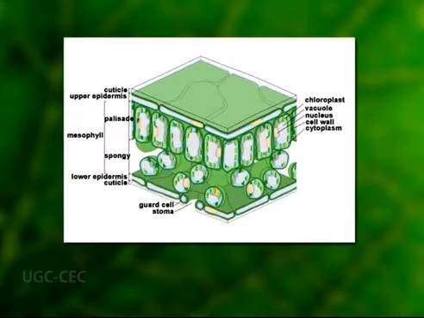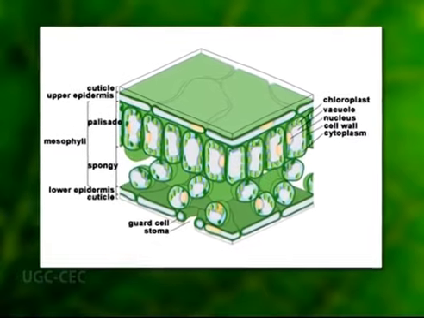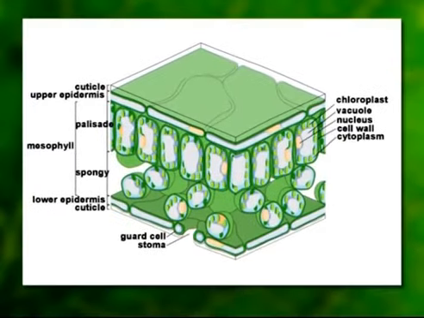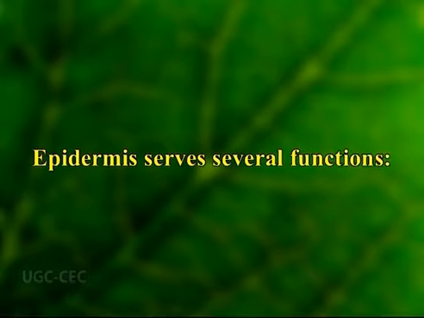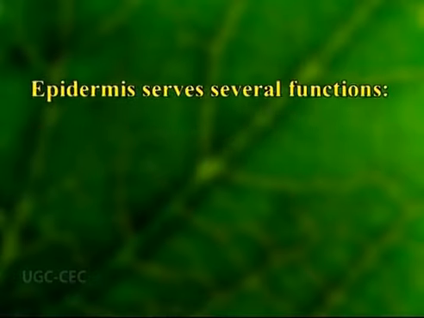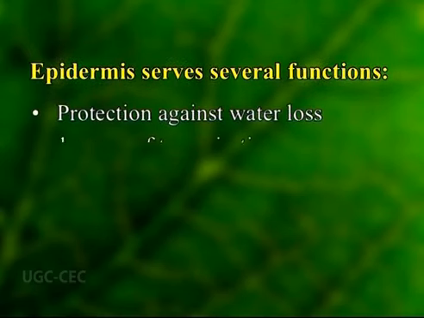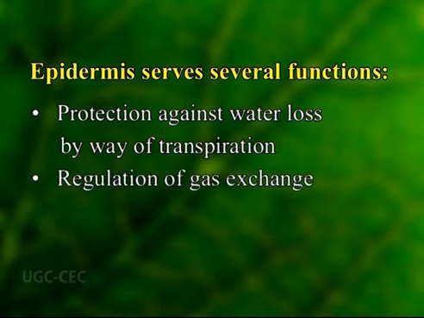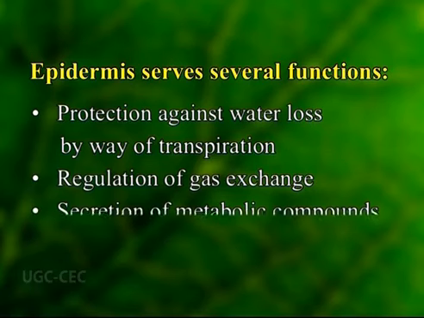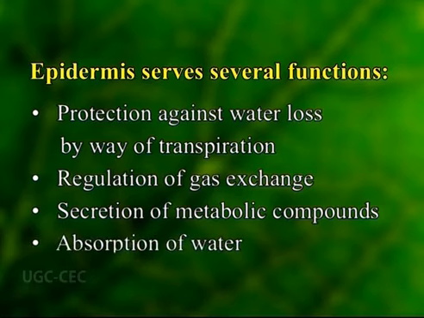The epidermis is the outer layer of cells covering the leaf. It forms the boundary separating the plant's inner cells from the external world. The epidermis serves several functions: protection against water loss by way of transpiration, regulation of gas exchange, secretion of metabolic compounds, and in some species absorption of water.